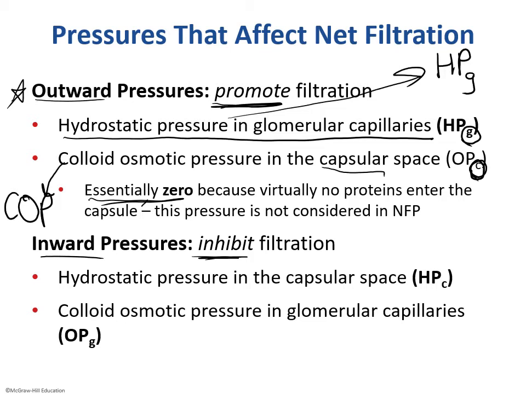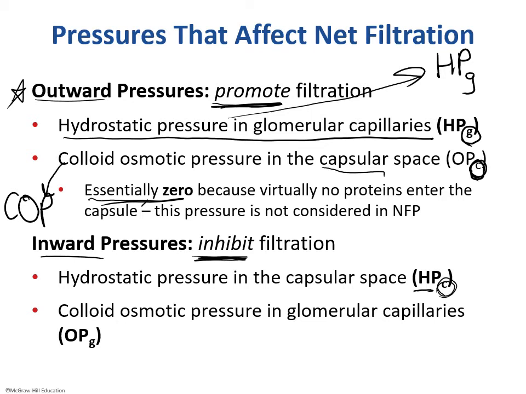So now these inward pressures, these are going to inhibit filtration. So if we're inhibiting filtration, we're essentially making sure nothing is going into the capsular space. It's all staying in the glomerular capillaries. So we're going to have a hydrostatic pressure, HP, of the capsular space with that little c. So hydrostatic pressure is going to push fluid. So in this case, it's going to push fluid from the capsular space into the glomerulus.